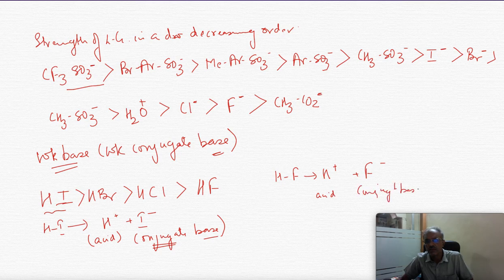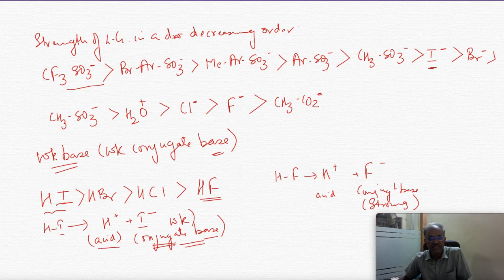If this is a weak acid, that means this is a strong conjugate base. This is a weak conjugate base. Weaker the conjugate base, better the leaving group. Therefore I minus comes first. I hope you have understood this. HI, HBr, HCl and HF. HI is a strong acid.